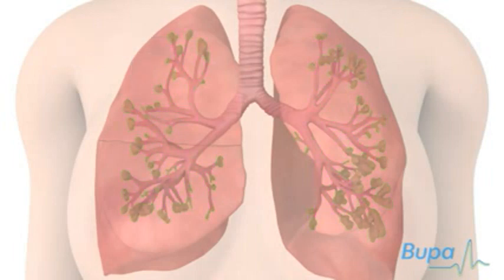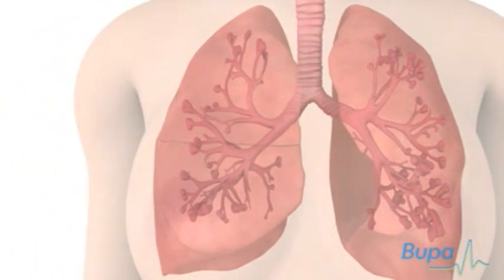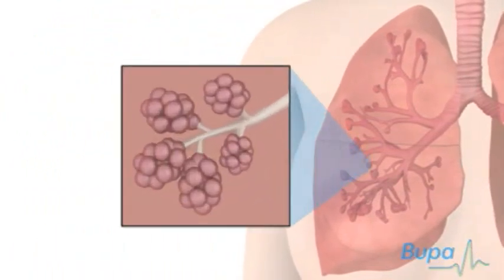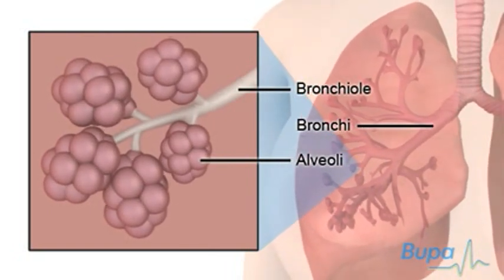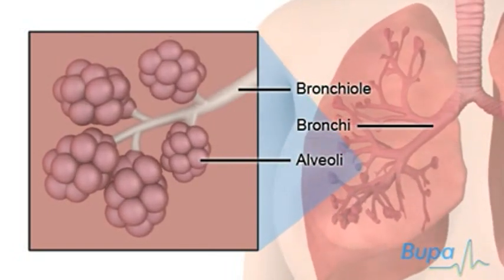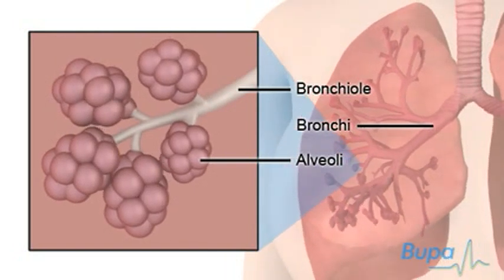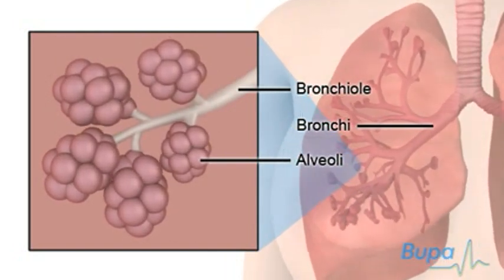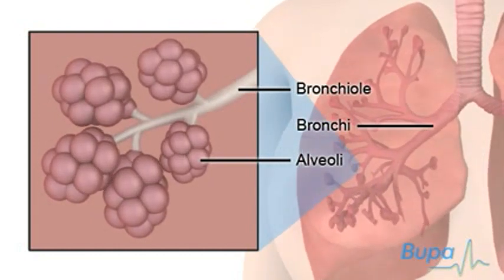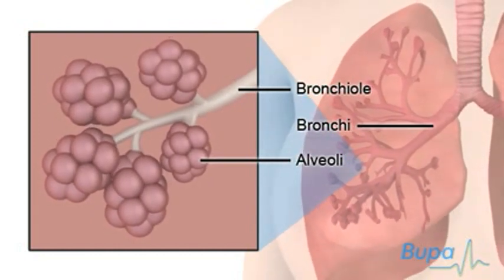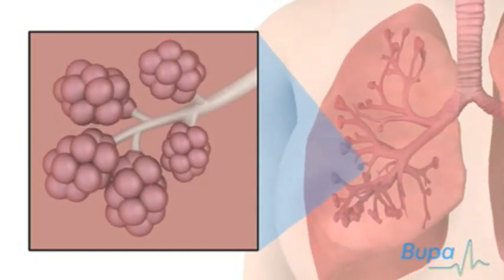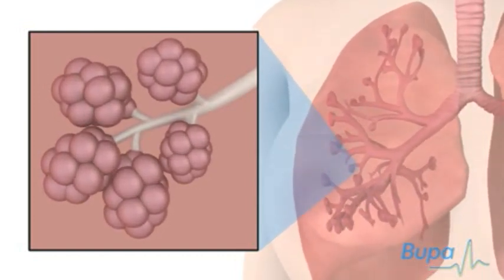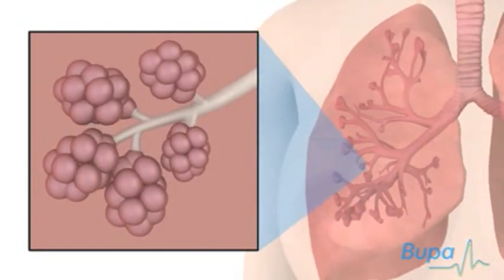The bronchi are the large tubes or airways in the lungs. Air or oxygen flows through these tubes. The bronchi branch and narrow into tubes called bronchioles. The bronchioles continue to branch and end with tiny air sacs called alveoli. In healthy lungs, oxygen is taken into the body through the bronchi and passes into the blood via the alveoli.